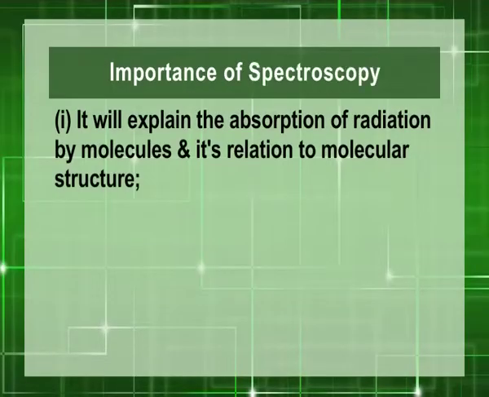Coming to the importance of spectroscopy, the electromagnetic spectrum is one of the most widely used techniques of analysis. It is used in all branches of chemistry and environmental laboratories because many substances can be selectively converted to a colored derivative. The technique is readily available and generally fairly easy to study. It will explain the absorption of radiation by molecules and its relation to molecular structure.